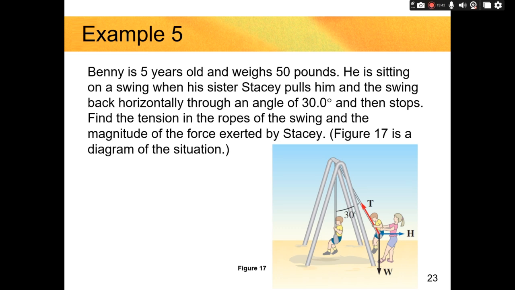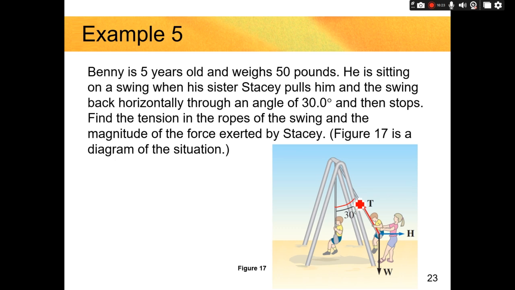Here's what we need to do. I need to know the tension on the ropes of the swing and the magnitude of the force exerted by Stacy. Now the question is this: Stacy pulled him back, and right before she lets go, are all the forces neutralized? Right? Since he's not moving, right? So all these forces somehow should make a triangle. Are we good? And so, did you guys do this physics concepts? Okay, so notice.